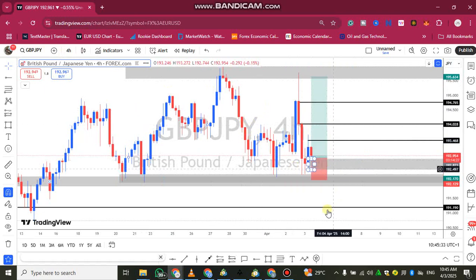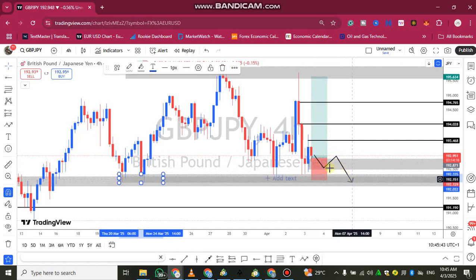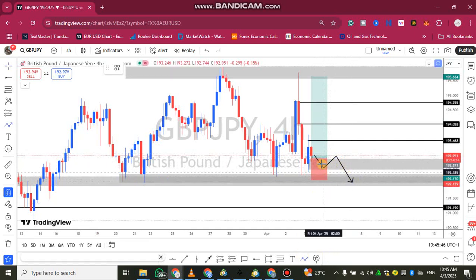So long term, we want to see how this 4 hour candle closes. If it closes bearish, I'll keep my eye on this zone. But if it closes bullish, then I can now hope that market can keep going to the upside, if you know what I mean.